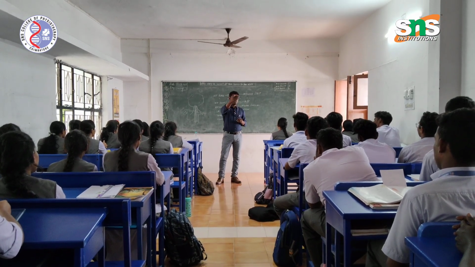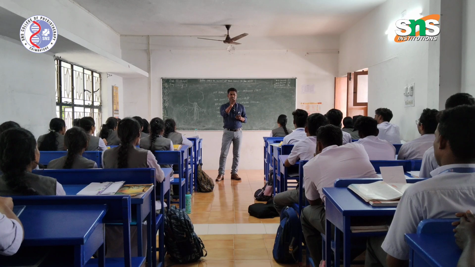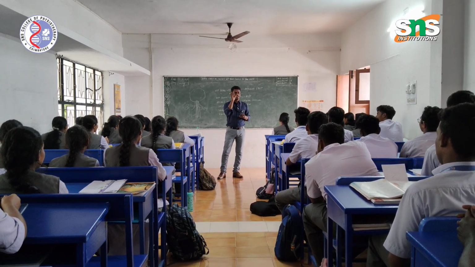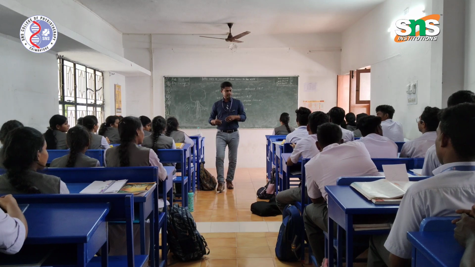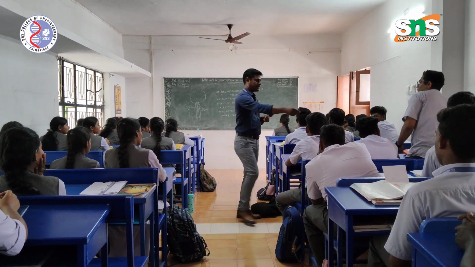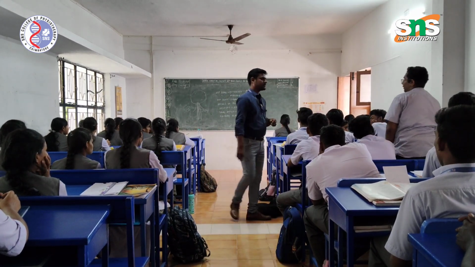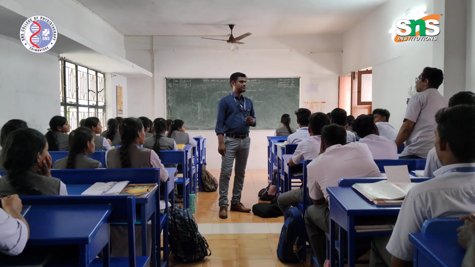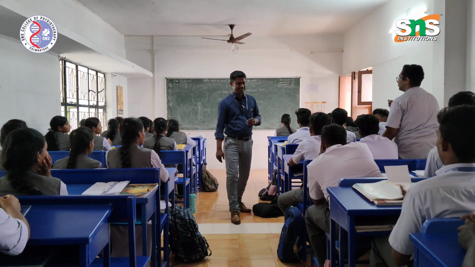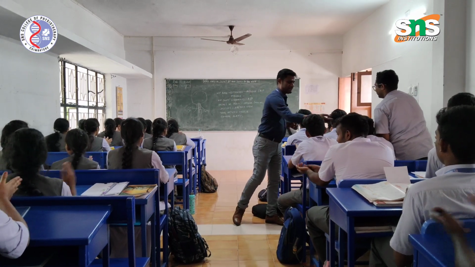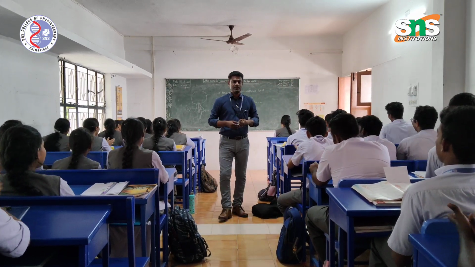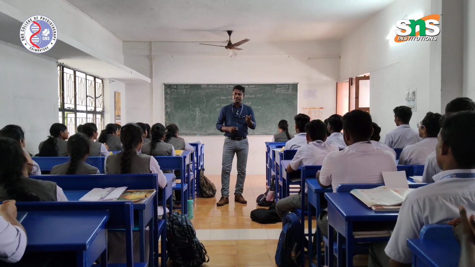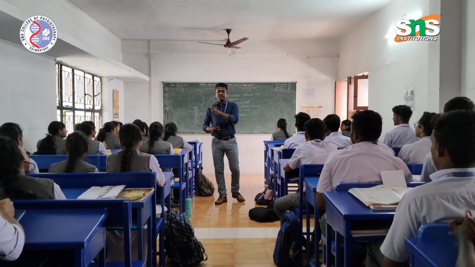Can anybody tell me what are the components present in the sciatic nerve? Sir, it comprises of 2 components. They are the tibial component and the common peroneal component. Good, right? Your team also gets 1 point. So the sciatic nerve comprises of 2 components: one is the tibial component, another is the common peroneal nerve component.